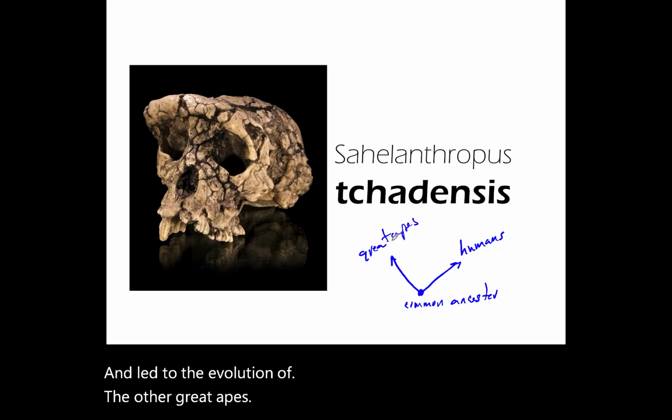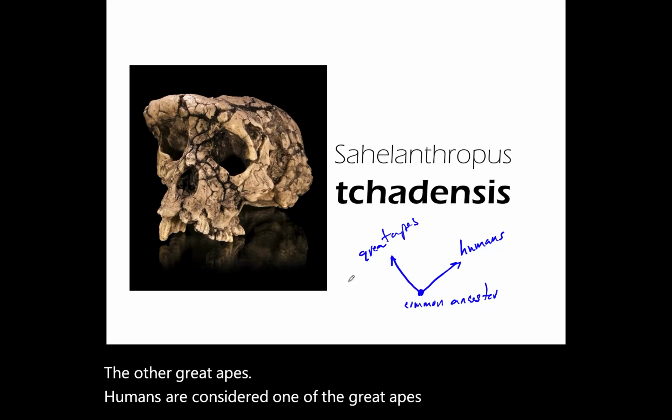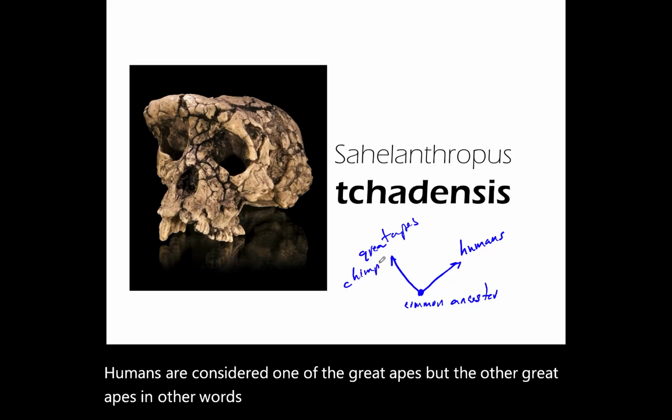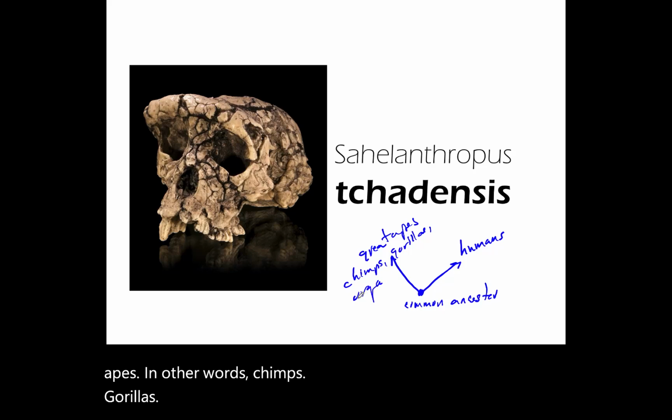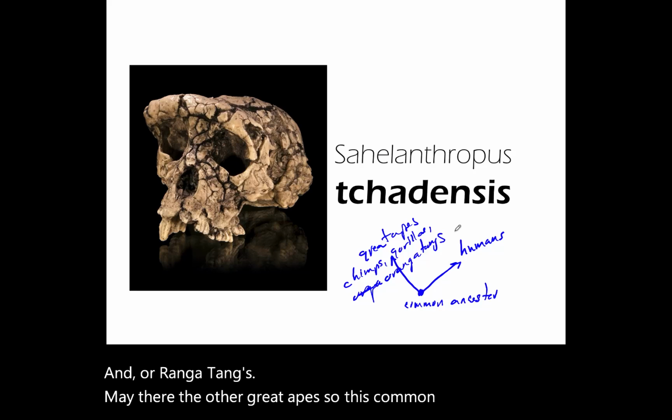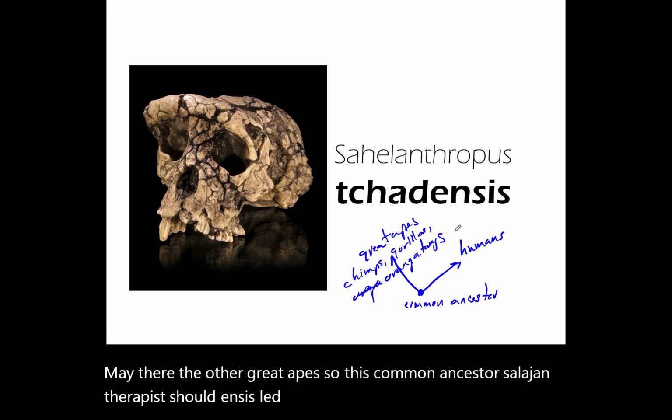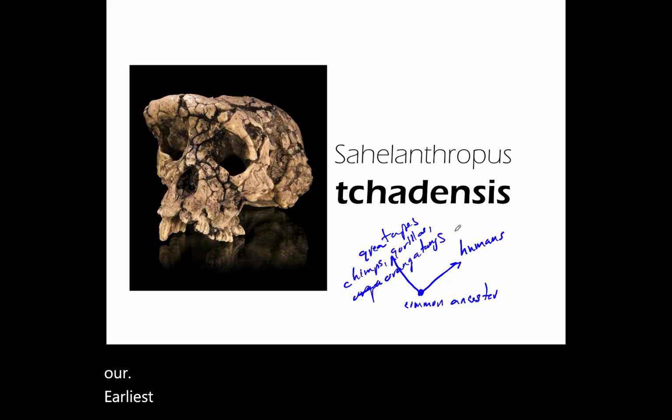Right? Humans are considered one of the great apes, but the other great apes, in other words, chimps, gorillas, and orangutans. Right? They're the other great apes. So this common ancestor, Sahelanthropus tchadensis, led to the divergence and the splitting up of our earliest hominid ancestors in one branch, and the other great apes in another branch.